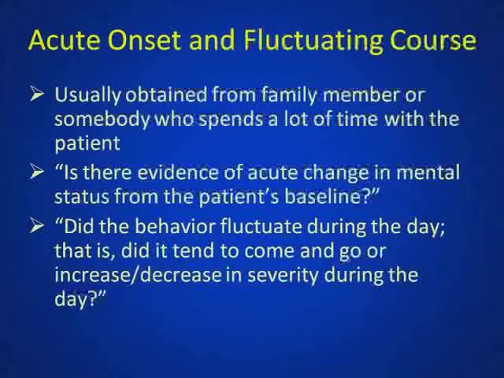In assessing the acute onset and fluctuating course of a delirium, it is important to speak with a family member or with a caregiver who spends a lot of time with the patient. Listed here are 2 questions that may help you better get at the information that you will need to be able to assess a delirium.